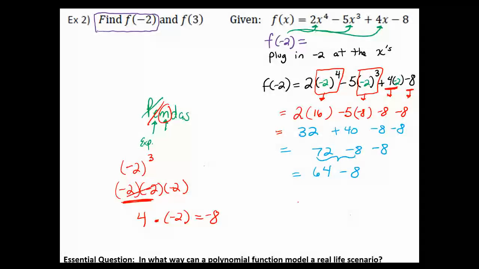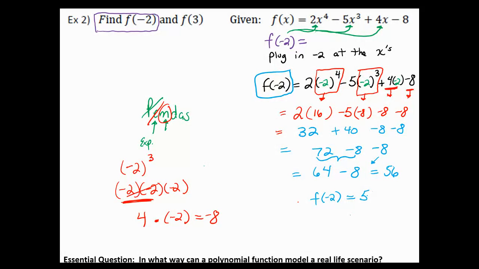So 72 minus 8 is 64, and then I have to bring that 1 down, and 64 minus 8 is 56. So our final answer for f of negative 2, because that's what we were figuring out, how much is the function at negative 2? It's worth 56. And that's our final answer.